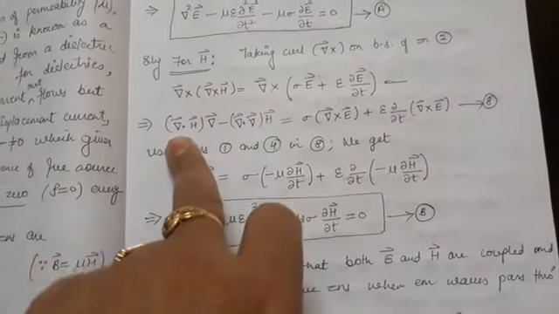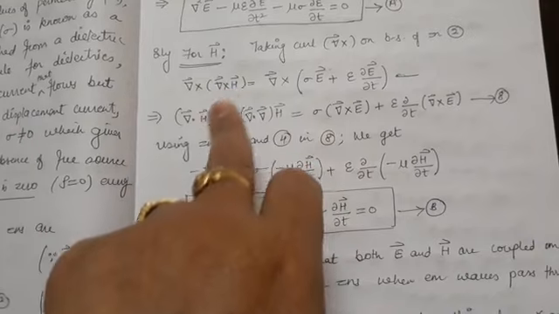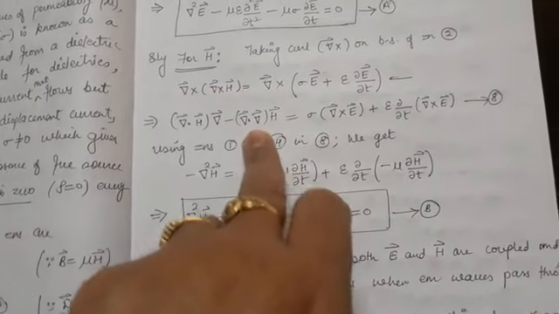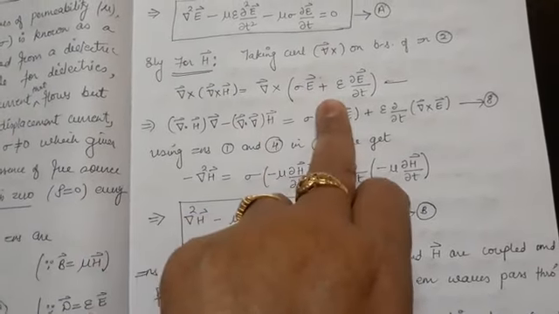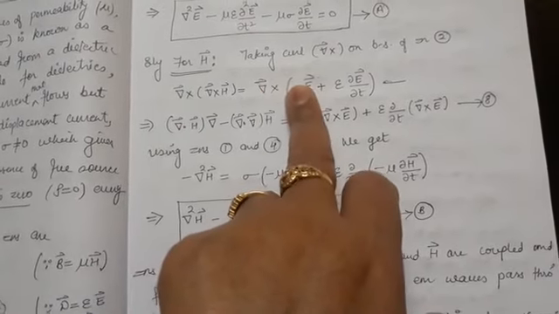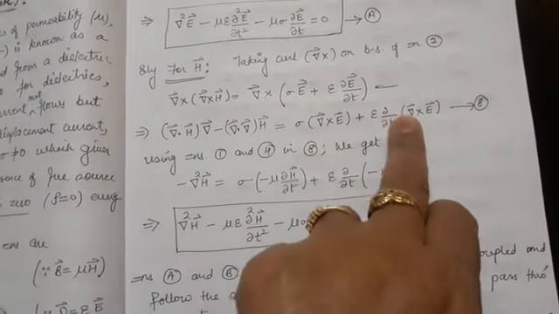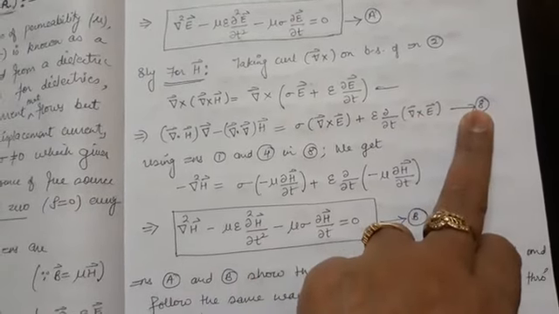Now expanding the left hand side using the vector triple product, I'll get del dot H into del vector minus del dot del into H vector. The right hand side can be expanded as sigma outside del cross E, plus epsilon outside, curly upon curly t of del cross E. This is your equation number 8.